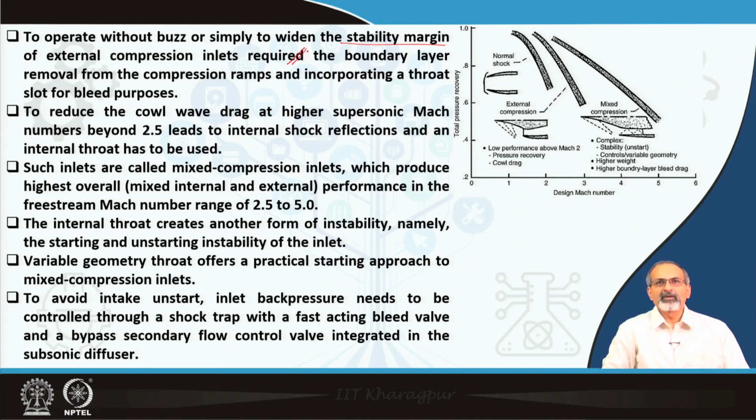Reducing the cowl wave drag at higher supersonic Mach numbers beyond 2.5 leads to internal shock reflections, and an internal throat has to be used. That is typically a configuration like this, where the throat essentially goes further inside. Such inlets are called mixed compression inlets, which produce the highest overall performance at free stream Mach numbers of about 2.5 to 5. So, you are able to push the maximum Mach number range to almost 5 here.